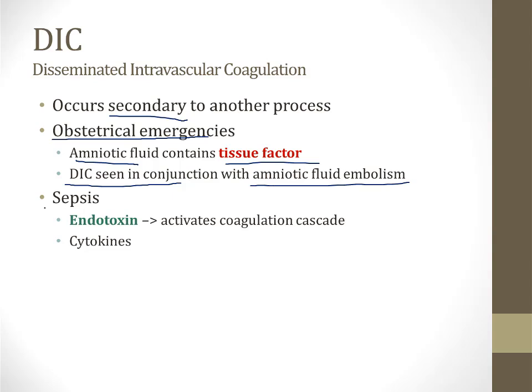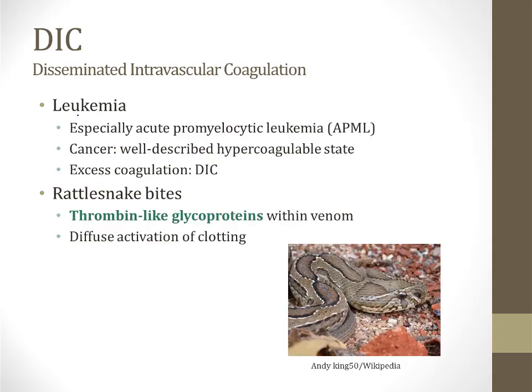DIC also commonly occurs secondary to sepsis. One of the reasons for this is that many bacteria contain endotoxin, which can activate the coagulation cascade. In addition, when patients are septic, they often have very high levels of cytokines, and this can trigger DIC. Cancer can lead to DIC, especially leukemias. Acute promyelocytic leukemia, or APML, is a common trigger for DIC. And you know that cancer is a well-described hypercoagulable state, so you can just think of DIC as resulting from excess coagulation that goes along with cancer.